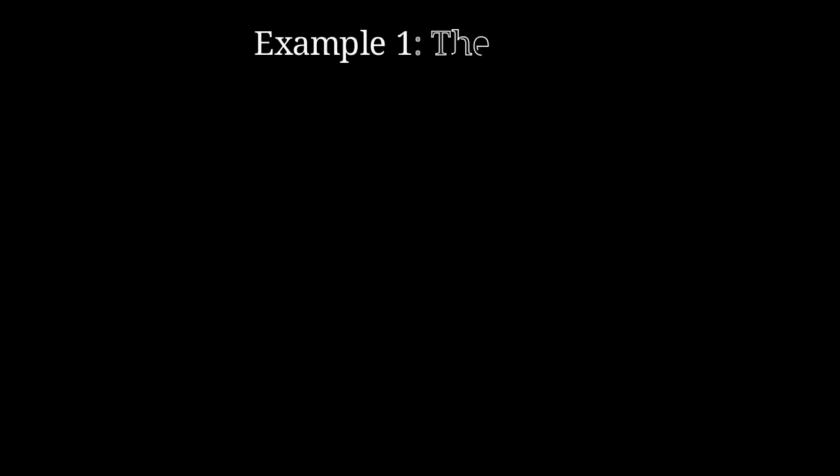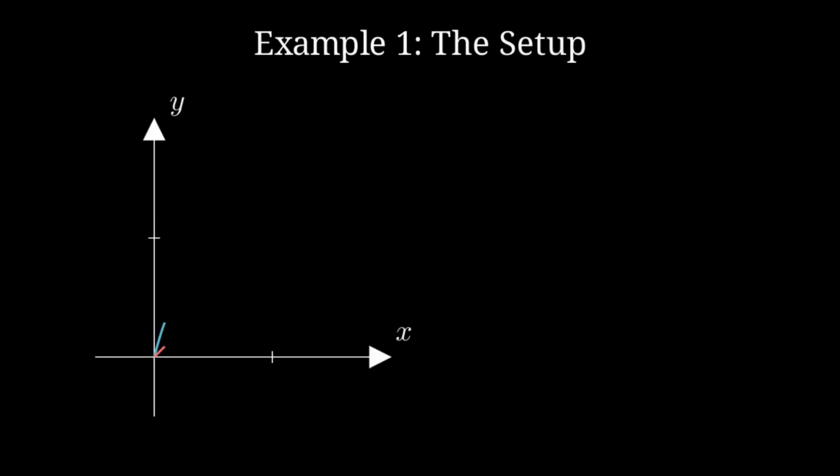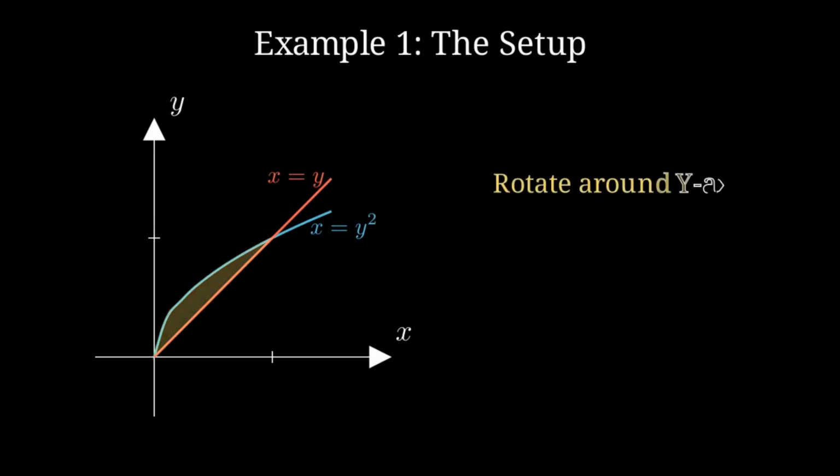Let's try an example. We will rotate the region bounded by x equals y squared and x equals y around the y-axis. Between y equals 0 and y equals 1, the line x equals y is further from the y-axis than the parabola x equals y squared. Therefore, our outer radius R is y and our inner radius r is y squared.